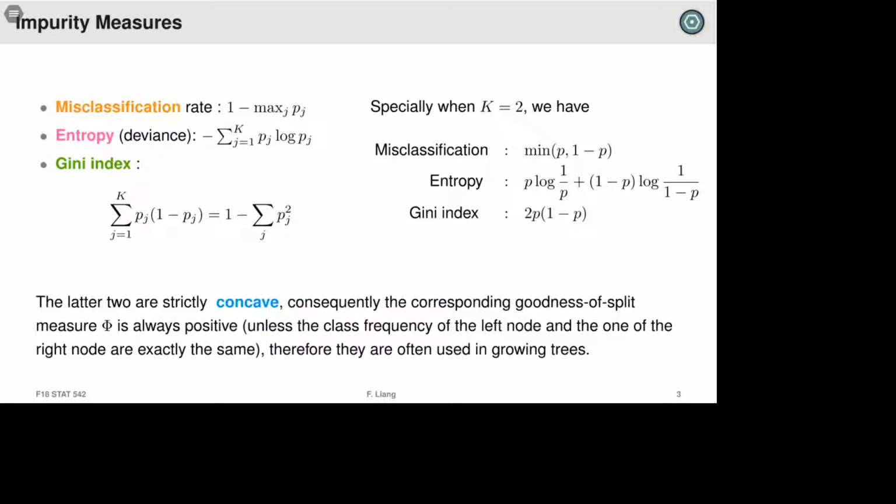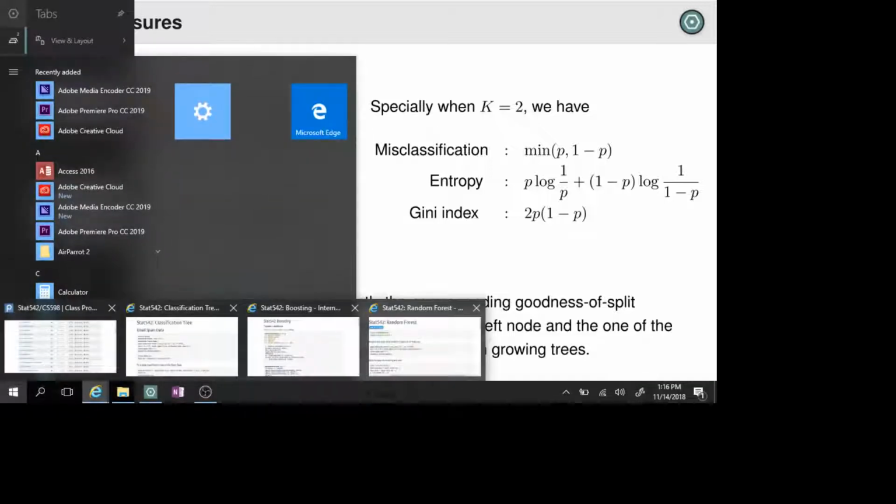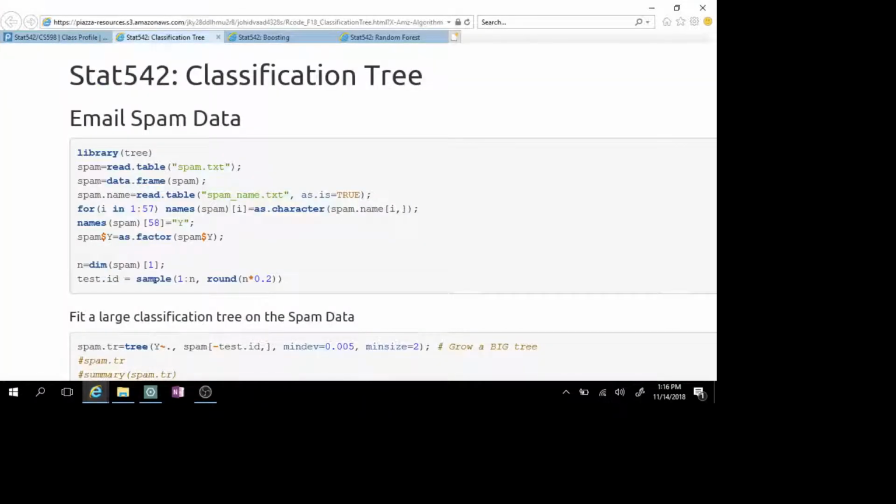So there are 3 different criteria you can choose when you build a tree. The recommendation is that when you build a tree, you use either entropy or the Gini index. They actually behave very similarly because they are both concave, strictly concave functions. So when you build your tree, you want to use those 2. But when you go back to prune your tree, you can use the misclassification rate. So why is that? Let me show you the result, and then we can come back to explain the difference.